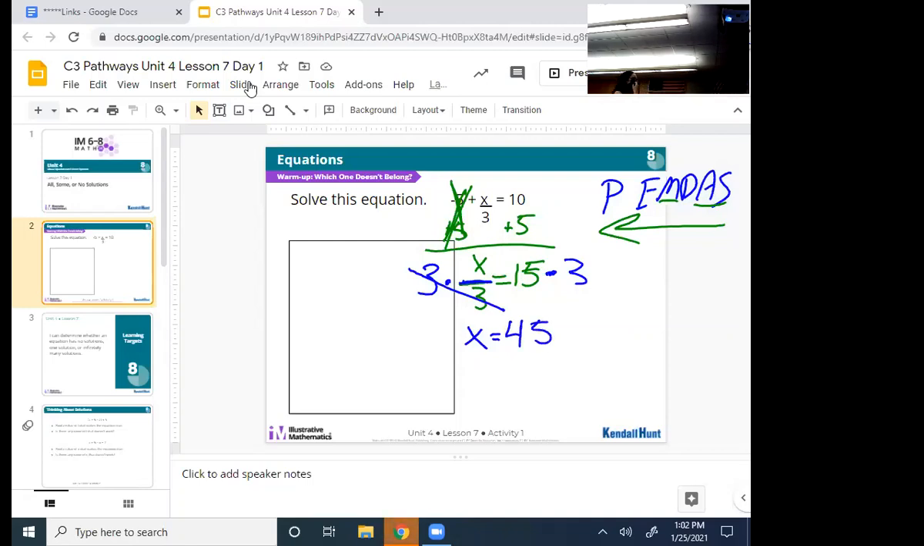Very good. Okay, I'm going to leave this up for a moment, and then we're going to move forward, but I'm going to leave it up so we can get this copy down first.